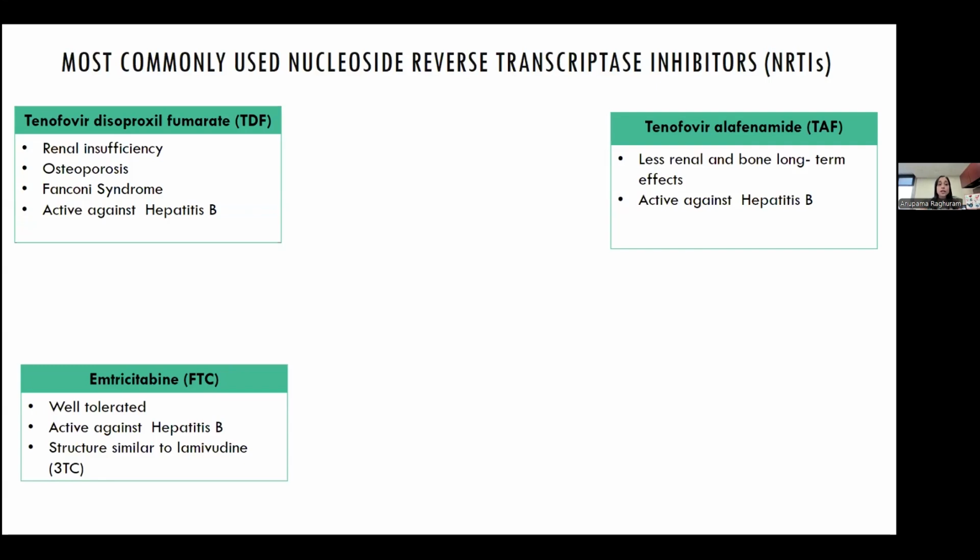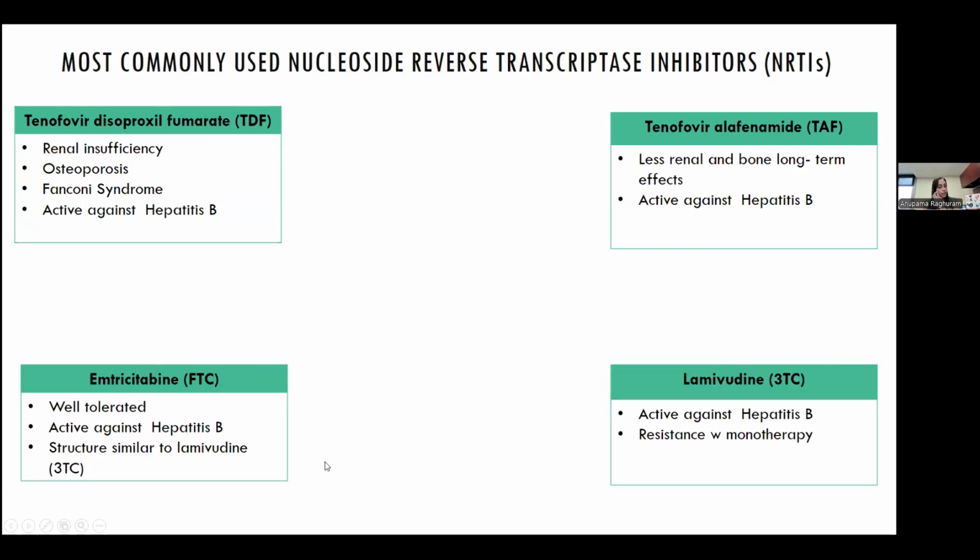The third one I'm going to talk about is emtricitabine, and the abbreviation is FTC. And this is co-formulated with both old tenofovir and new tenofovir. So you hear me talk about F for FTC TDF and F TAF. So that's the two co-formulations. So this particular medication is pretty well tolerated. It does have activity against hepatitis B. And the structure of it is essentially a mirror image of the next drug we'll talk about, which is lamivudine. So they're very similar drugs in structure and work very similarly.